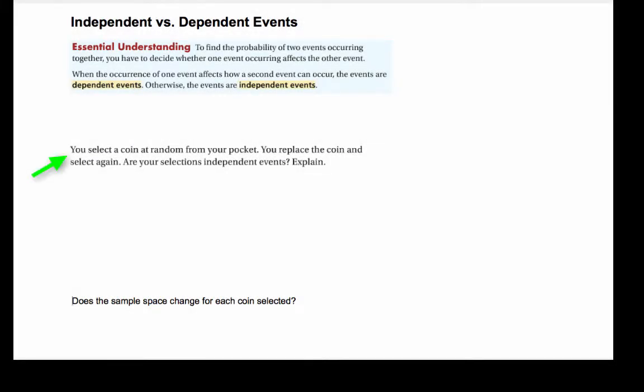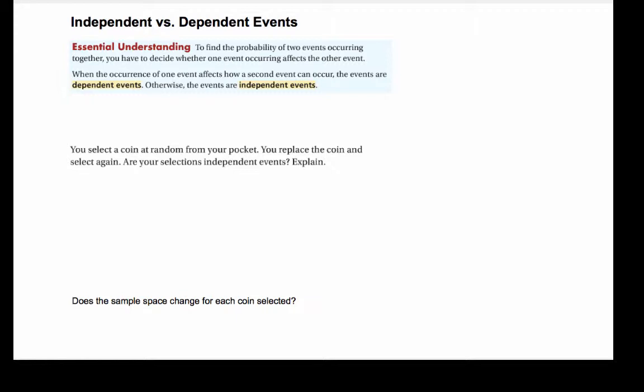So, an example: you select a coin at random from your pocket. You replace the coin and select again. Are your selections independent events? So you have some coins in your pocket. You pull a coin out, put the coin back in, pull another coin out. If we were looking at a probability situation, would those events be independent or dependent? Well, they would be independent events because when you put the coin back, you have the same number of coins in your pocket the first time and the second time.